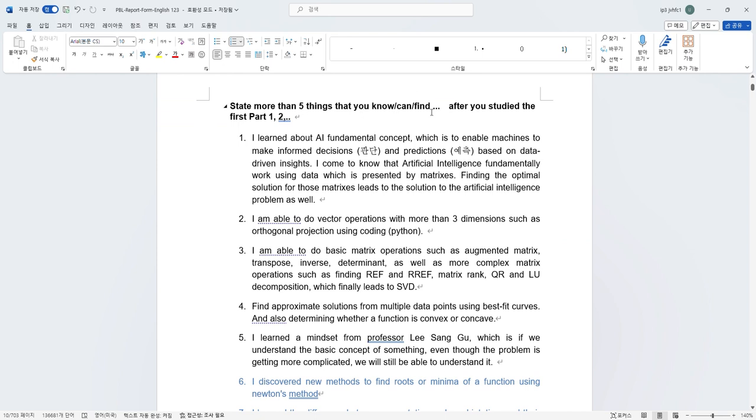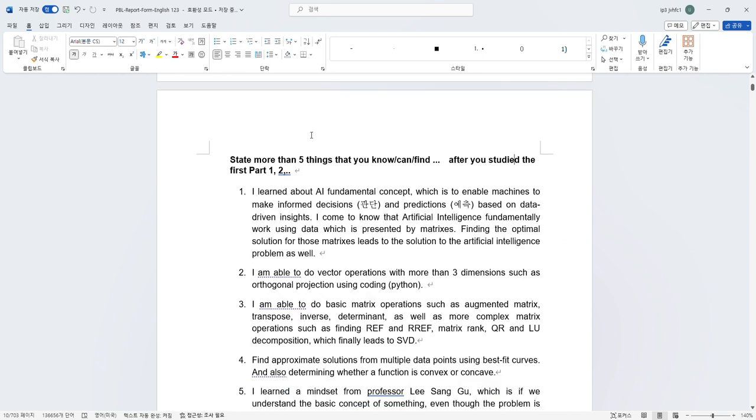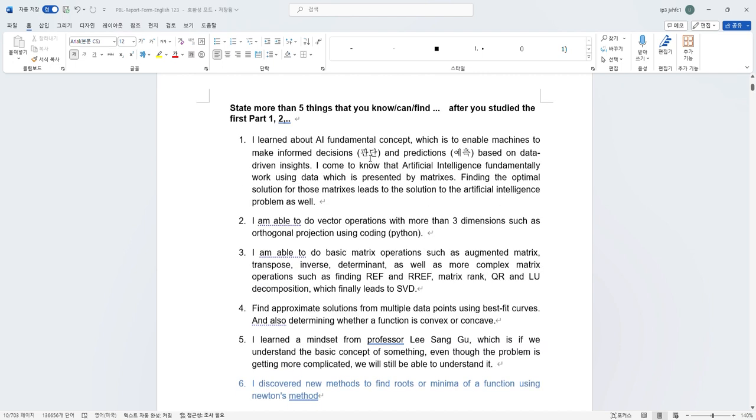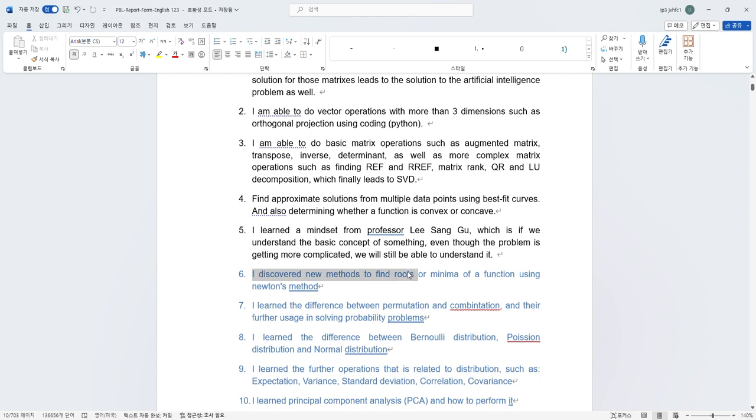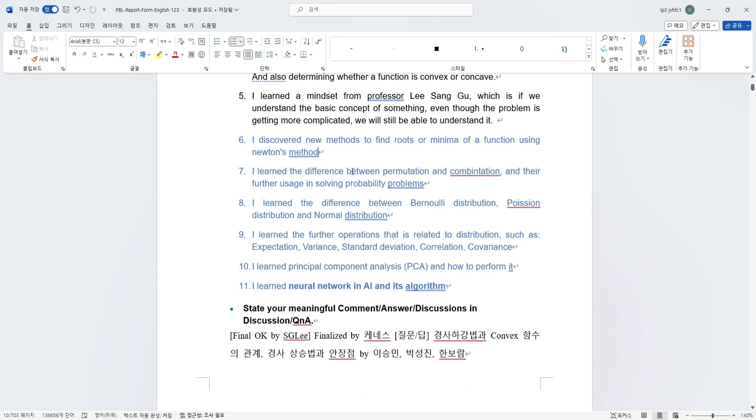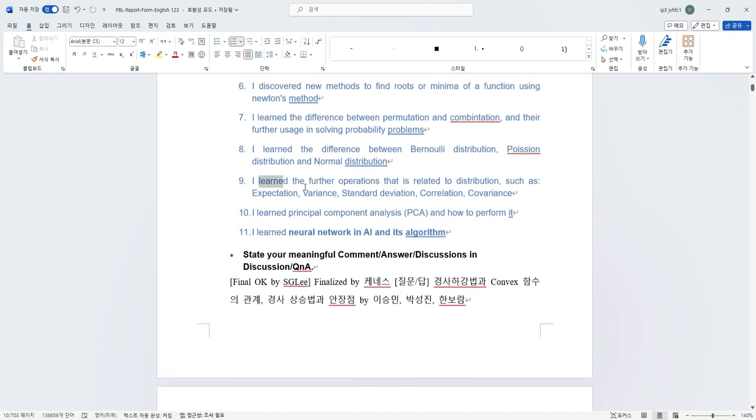The five things that I learned, it's actually not five, but more than five. After I studied Math4AI for one semester, I'm just going to start here from what I learned. I discovered new methods to find roots or minima of a function using Newton's method. I learned the difference between permutation and combination and their usage in solving probability problems. I learned the difference between Bernoulli distribution, Poisson distribution, and normal distribution. I learned the further operations related to distributions as well, such as expectation, variance, standard deviation, correlation, and covariance. I learned principal component analysis, or PCA, and how to perform it. And I also learned neural networks in AI and their algorithm.